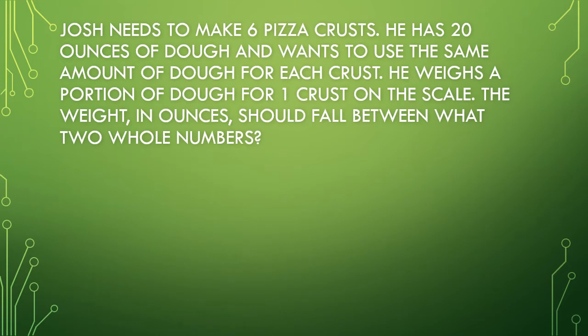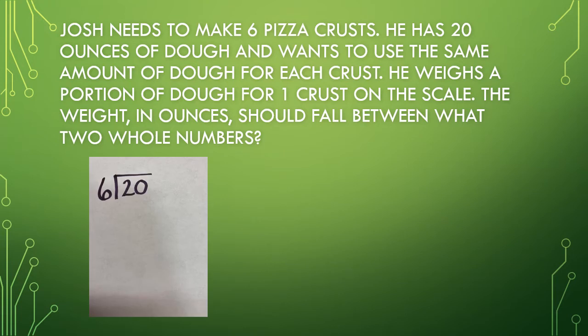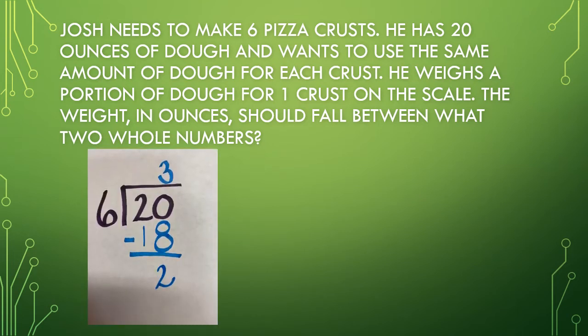Josh needs to make 6 pizza crusts. He has 20 ounces of dough and wants to use the same amount of dough for each crust. He weighs a portion of the dough for 1 crust on the scale. The weight in ounces should fall between what 2 whole numbers? I want to divide 20 by 6. So I ask myself, how many times will 6 go into 20? 3. 3 times 6 is 18. So I have a remainder of 2.